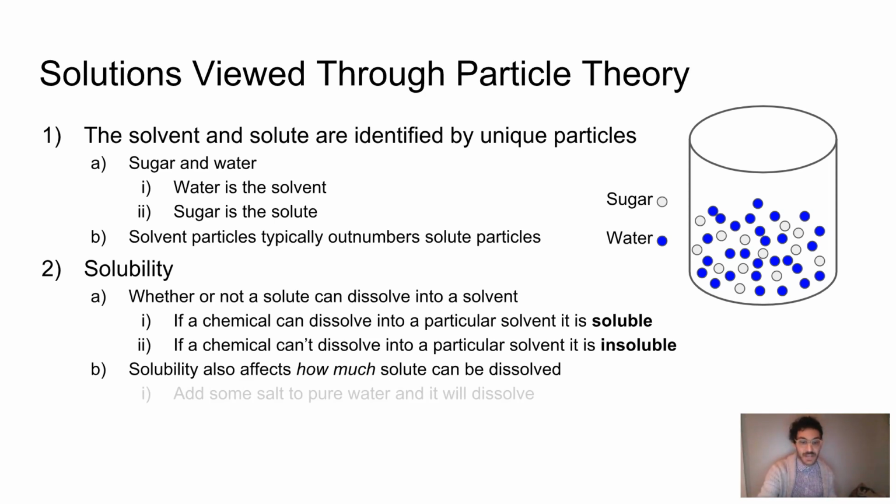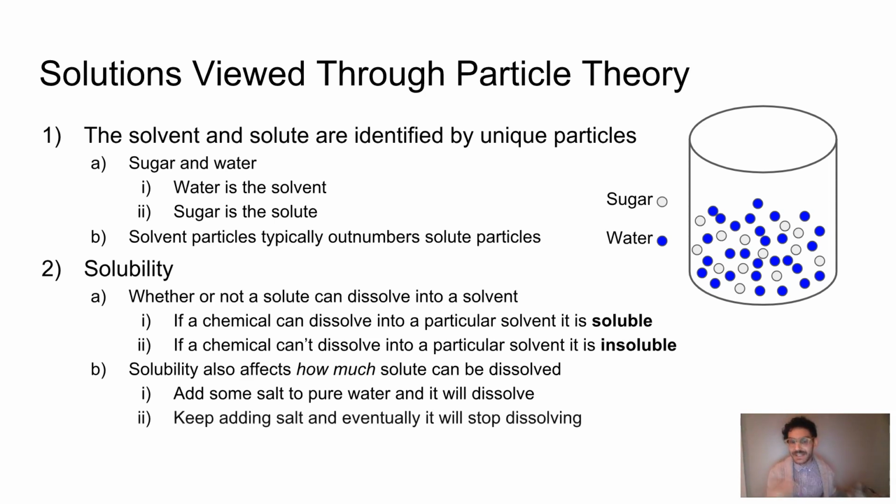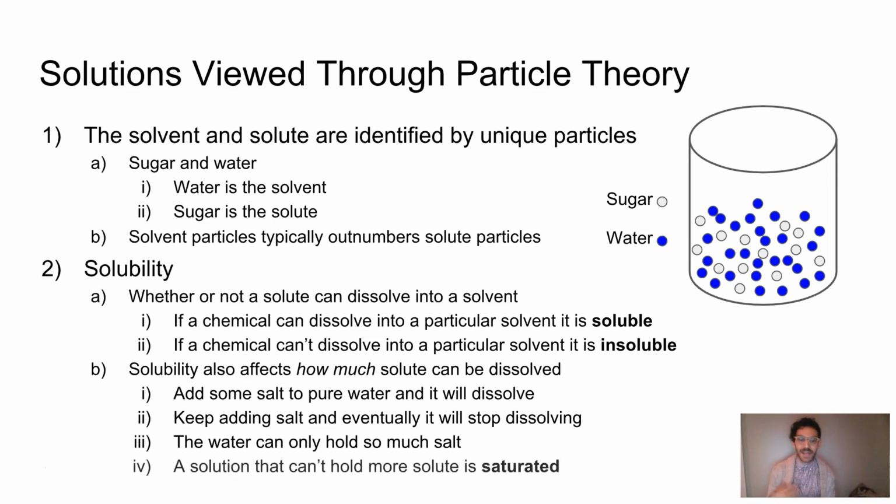Solubility is also going to affect how much solute can be dissolved. So, for instance, if you take some salt and you pour it into some water and you stir that puppy up, well, your salt will eventually dissolve. But if you keep adding and keep adding lots and lots of salt, it's eventually going to stop dissolving. And that's because the water can only hold so much salt. Imagine if I kept adding sugar particles up into here, eventually it would be preposterous that you would have a liquid there totally. It would be mostly just solid sugar. And so when a solution can't hold any more solute, we refer to it as saturated. A saturated solution is one that can no longer take on holding more solute.